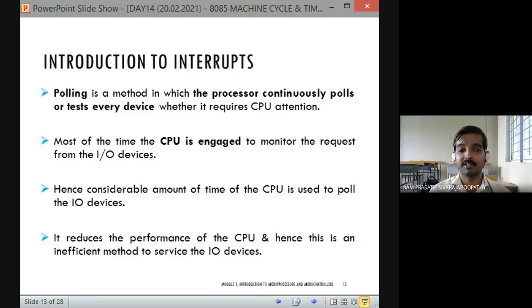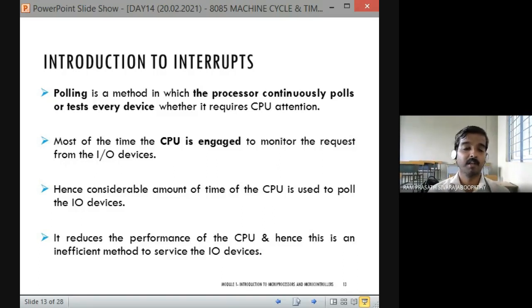For example, suppose a device has requested service, but before it is serviced it releases the request, so there is no request signal. For example, a device is waiting for a CPU operation, waiting for a task to be performed by the CPU. If within that time the polling does not reach that device, what will happen? The device may get into a sleep state or some other state. So it is an inefficient method.